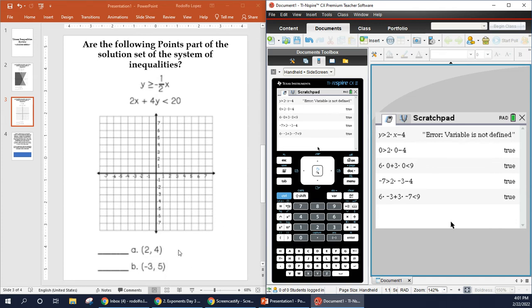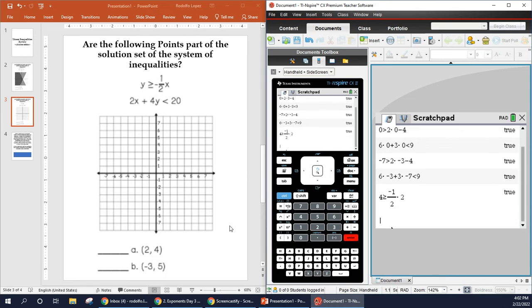The first one, y represents 4. So 4 should be greater than or equal to negative 1/2 x, which is 2. That is true. For the other inequality, 2 times x, which is 2, plus 4 times y, which is 4, should be less than 20.